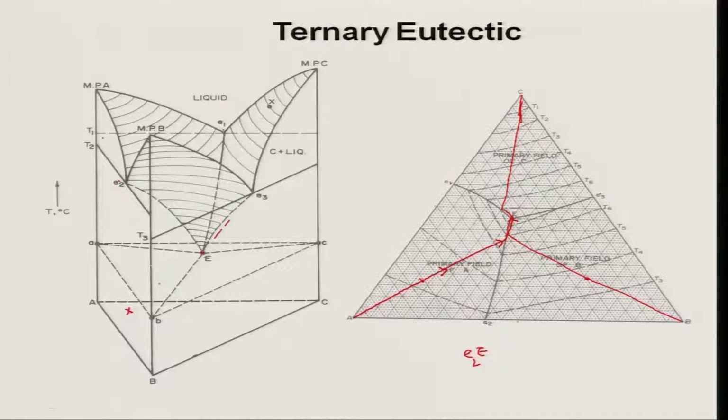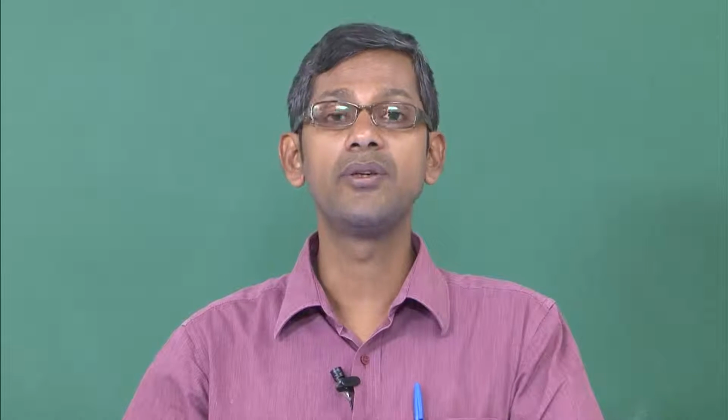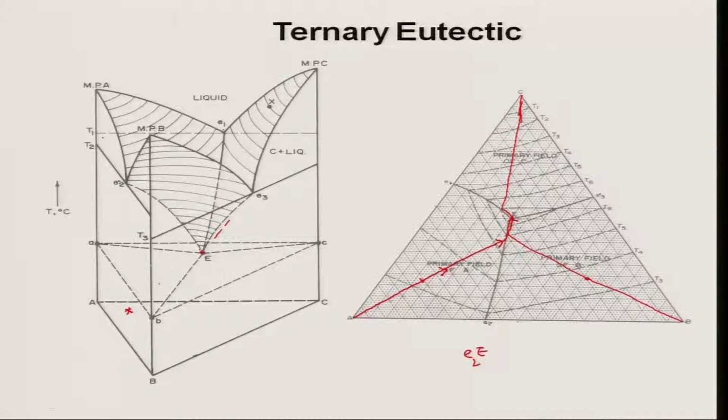Alloys whose compositions fall on the primary phase fields of A, B or C will start crystallizing the component of the phase field in which they sit, and then finally it will lead to formation of the binary A plus B or B plus C or C plus A eutectic, and at the end you will have the ternary eutectic A plus B plus C. This is category number 2. Category number 1 was composition corresponding to point E, category number 2 is composition falling in the primary phase field. Category number 3 is compositions falling on these 3 curves, E2E, E3E or E1E.